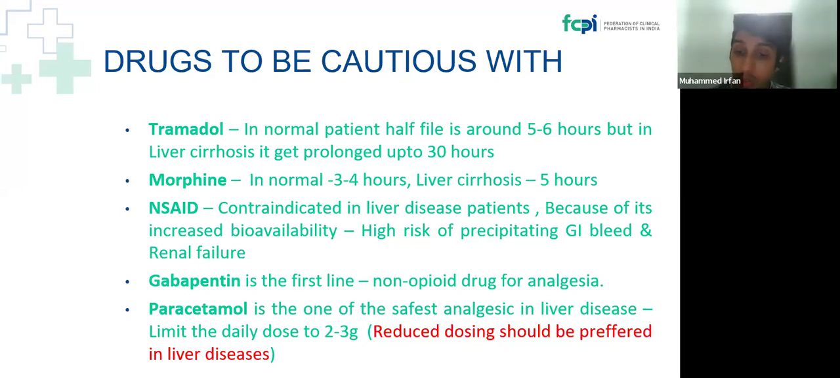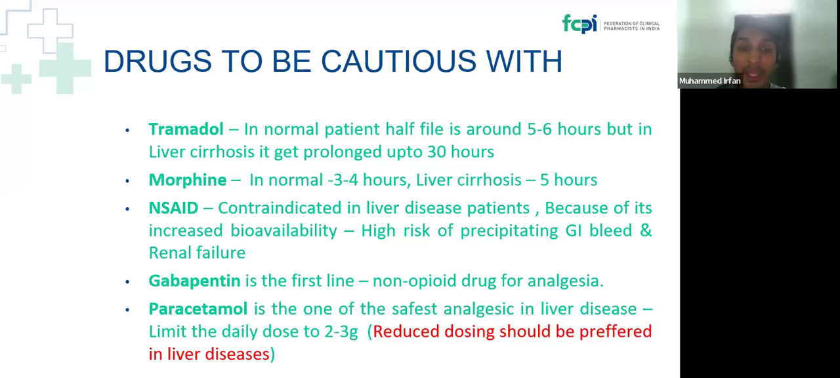If we are giving repeated doses, over 1 day, that is 24 hours, or 1.5 days, so if you give 3 doses of tramadol, more accumulation of the drug will be in the body, and it will also reduce the seizure threshold, and there is more chance of the patient having a seizure episode. So you should be very much aware of that. And morphine in a normal patient has a half-life of 3 to 4 hours, and in liver cirrhosis it is around 5 hours. It's not much of a difference.